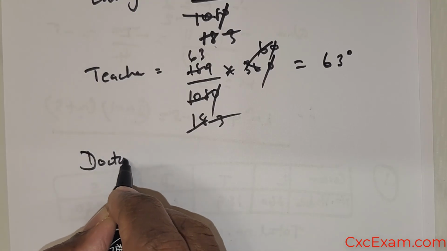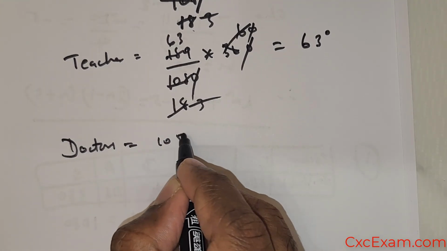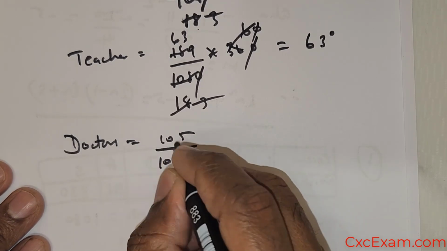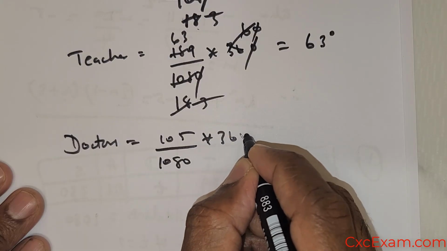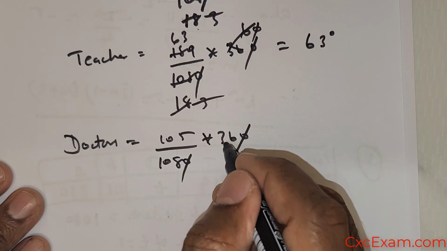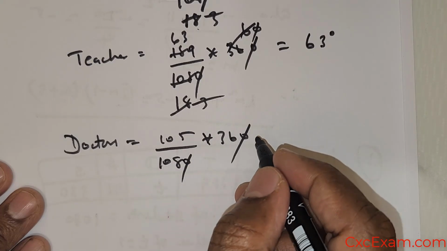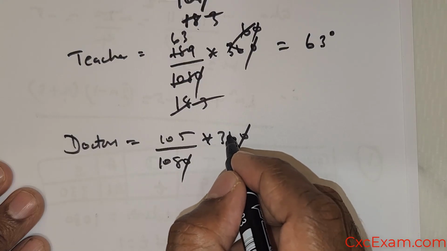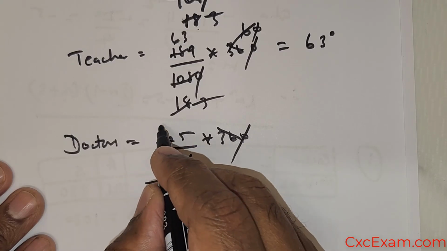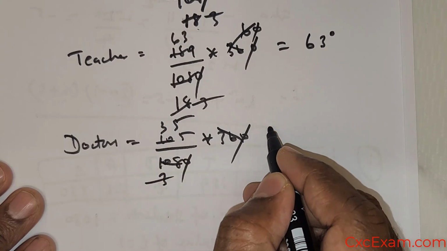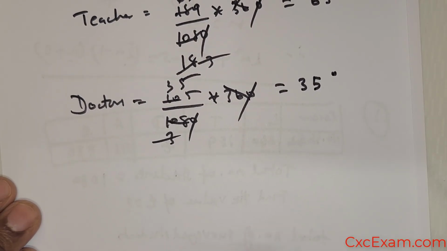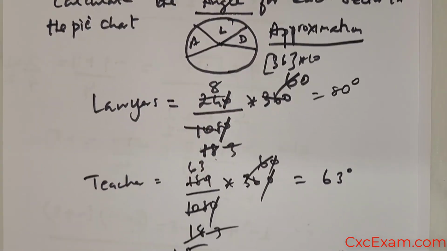Now let's calculate doctors. How many students? 105 students wanted to become doctors. So that has to be divided by 1080 multiplied by 360. You can cancel the zeros, and actually 36 divides 108, so we can utilize that directly. 6 3s are 18, 1 3s are 9 and 10. So 36 divides 3 times and 3 divides here 9 times and 5 times. So just 35 degrees are opting to become doctors in the entire pie.